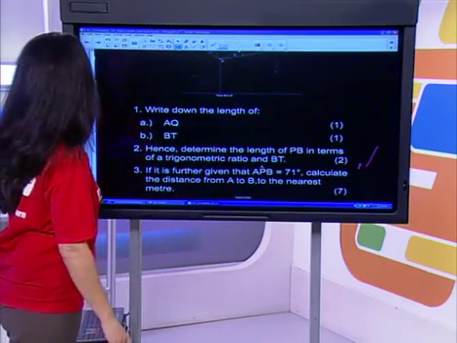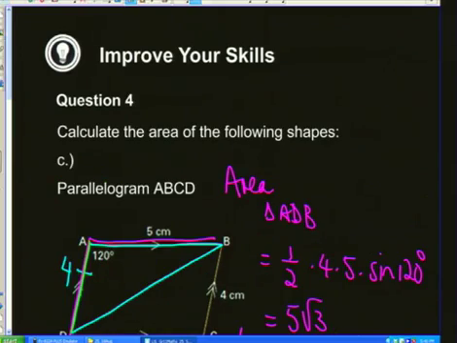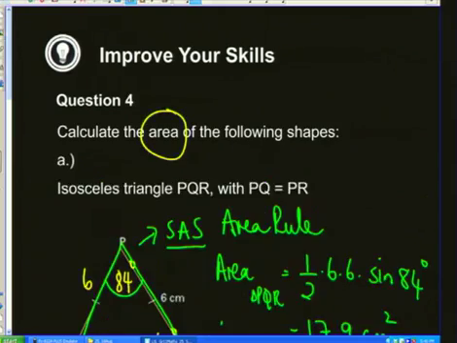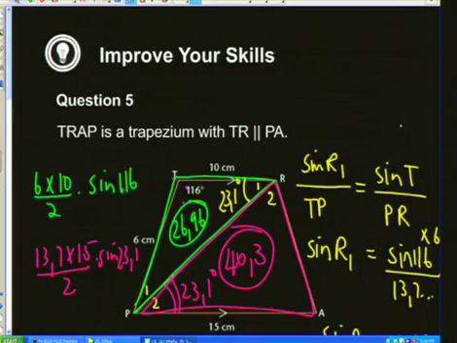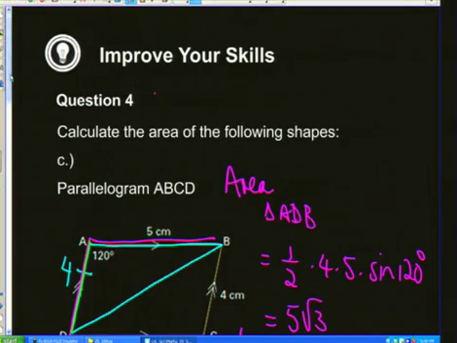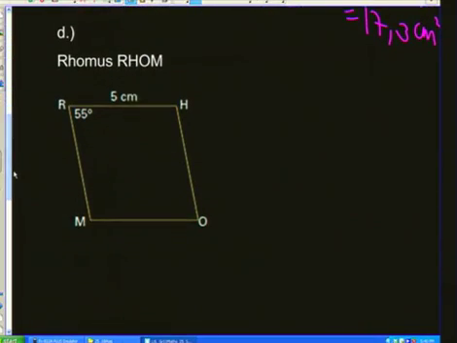So let's go back to the question we didn't do earlier, which was the area question. It was actually C here. We had a parallelogram and we had a rhombus. So we would like to find out what is the area of this rhombus.